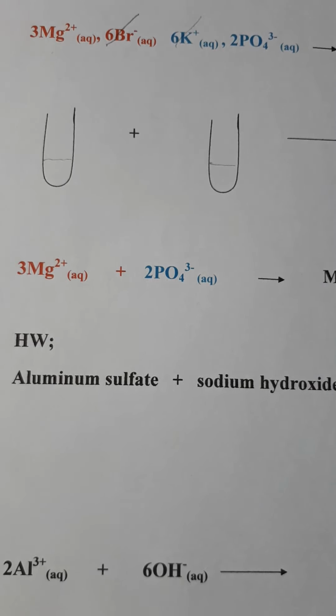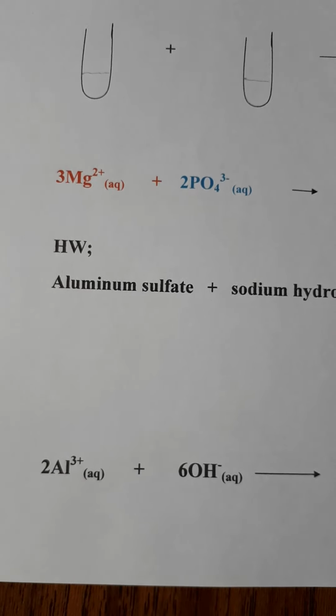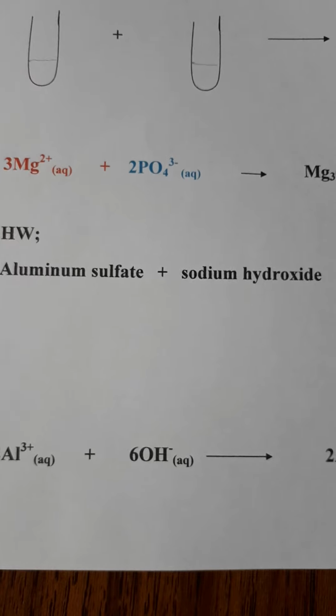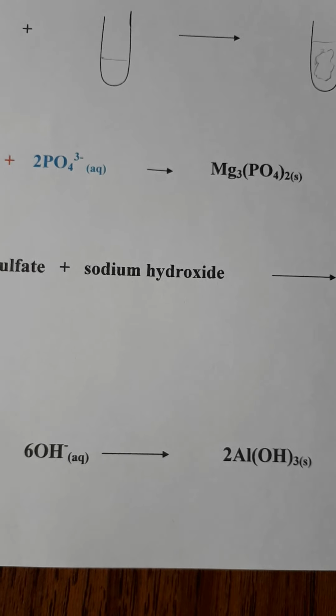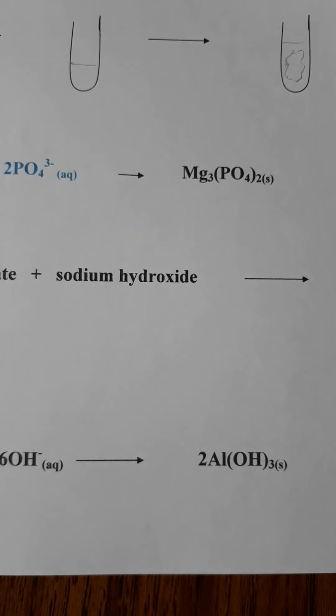You should get the net ionic equation like this. 2 aluminum ions with 6 hydroxide ions will give you 2 aluminum hydroxide. And that will be your answer.